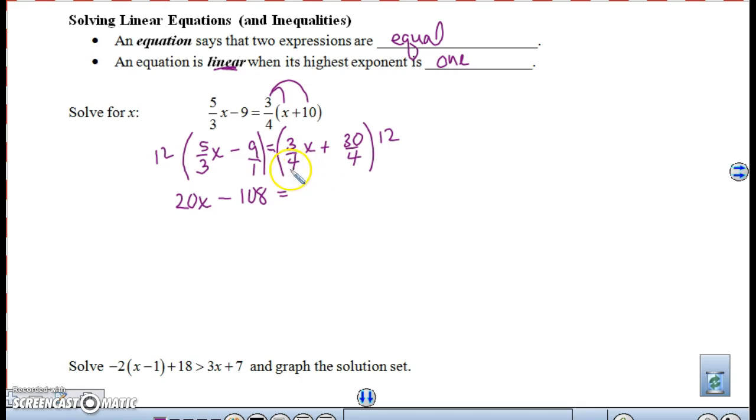The other side of the expression, also multiply by 12. 3/4 times 12. 4 cancels the 12, giving you a 3. 3 times 3 is 9x. And 4 goes into 12 three times, so 30 times 3 is 90. Look at that, no more fractions. Once you do that, it's just solving the equation as you normally do. Subtract the 9x. You get 11x minus 108 is equal to 90. Add 108.